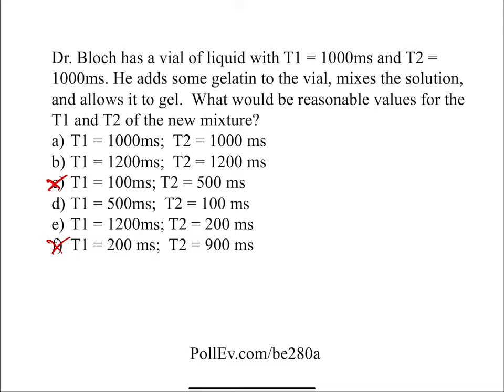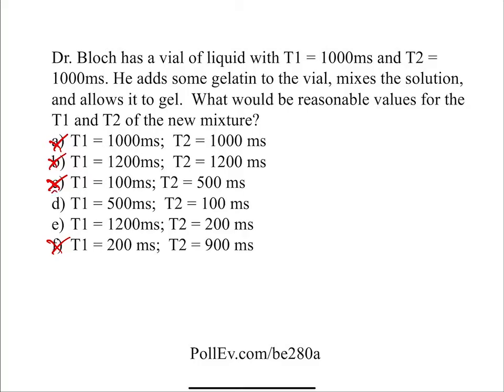Let's take a look at the other ones. A is nothing happens, the T1 and T2 stay the same. That's probably not true, we added the gel, so it's going to change something. Let's look at B. T1 goes up to 1200, and T2 goes up to 1200. Why can't that be true? Right, T2 should go down, because we add the gel, we're going to slow down the tumbling rate, and therefore T2 should go down. So this can't be true.